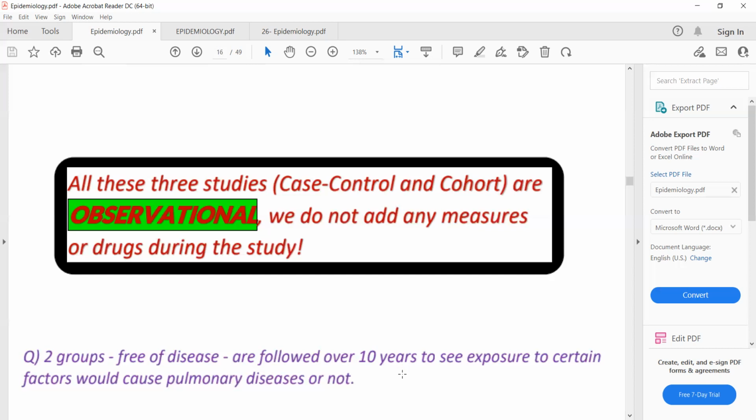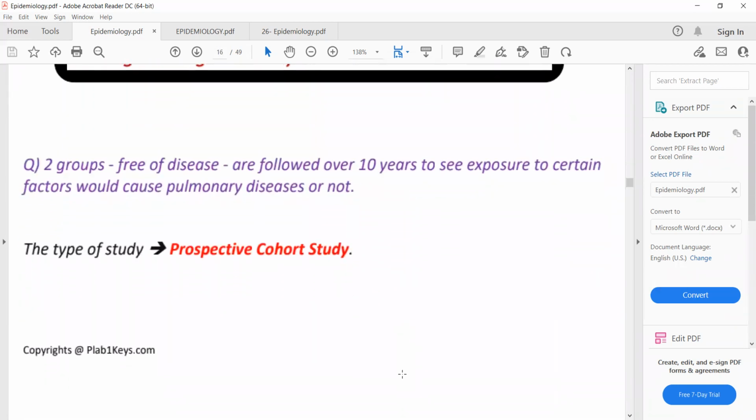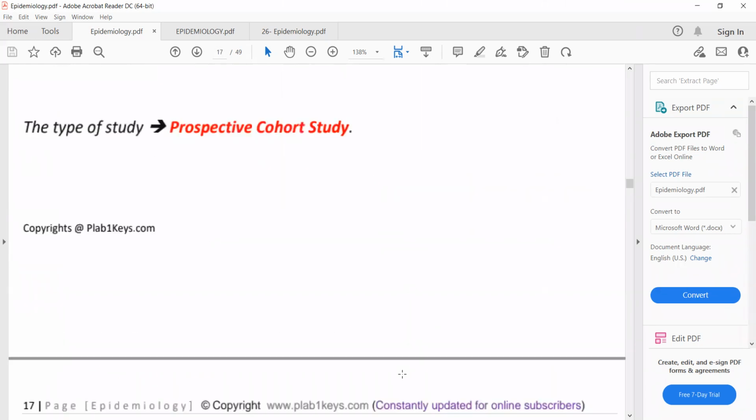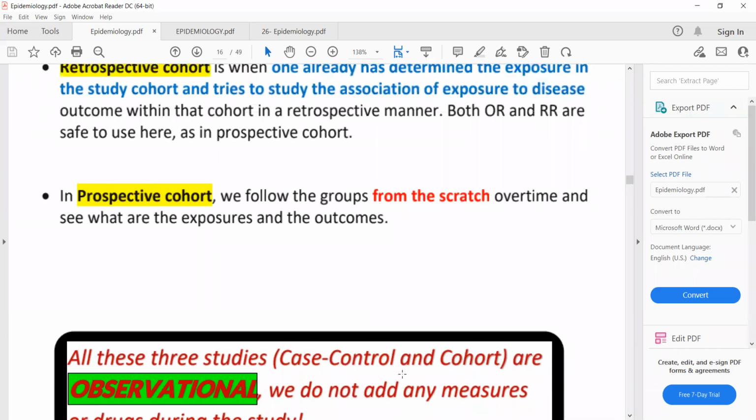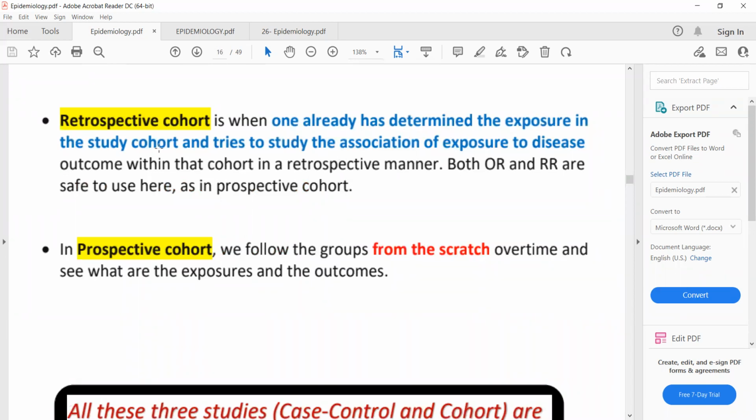In other words, retrospective cohort study is done on already saved data. The exposure and the disease have already occurred in a retrospective cohort study. We just need to do some calculations and see the association, etc. In a prospective cohort, we follow the group from scratch over time and see what are the exposures and the outcomes. In a retrospective cohort, we have already determined the exposure in the study cohort and try to study the association of exposure to disease outcome within that cohort in a retrospective manner.